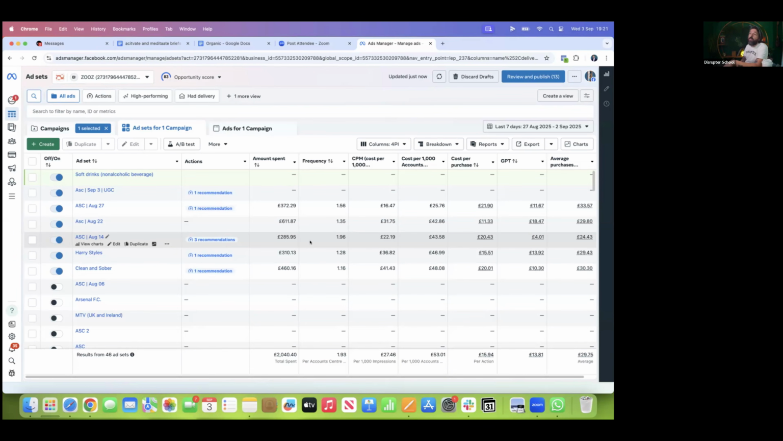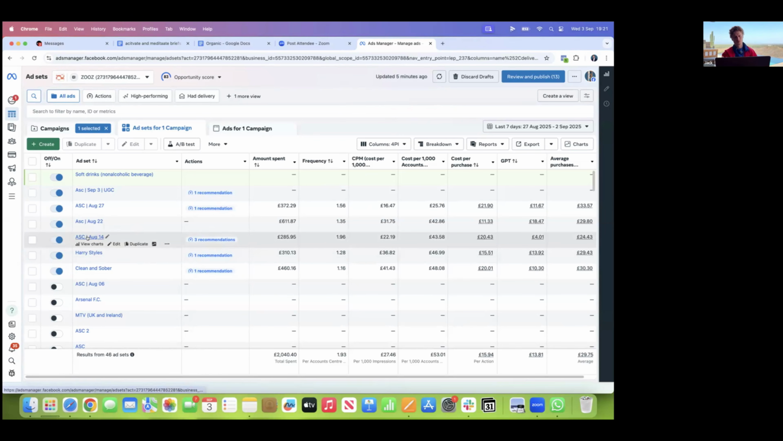An easy way to make more money is to turn off anything where the CPA is above and the GPT is below. Moving this budget to anything where your CPA is below 15 and your GPT is above 13 means every pound you spend will work harder. Does that make sense? It does, yeah.